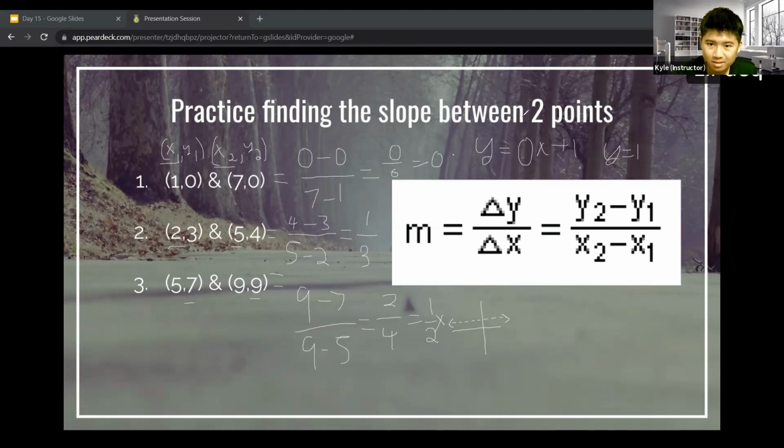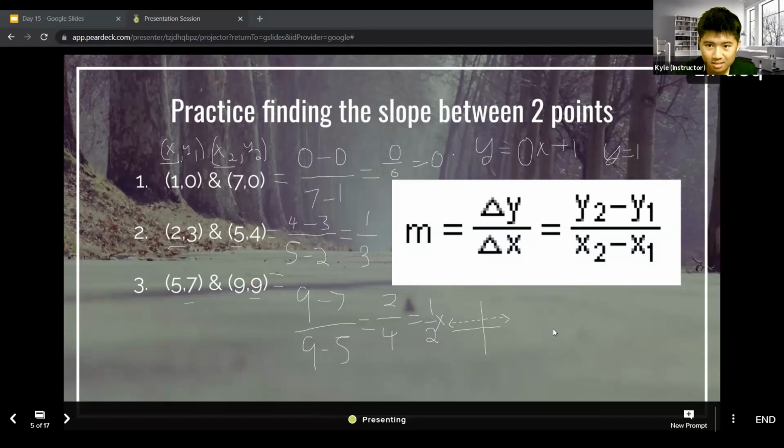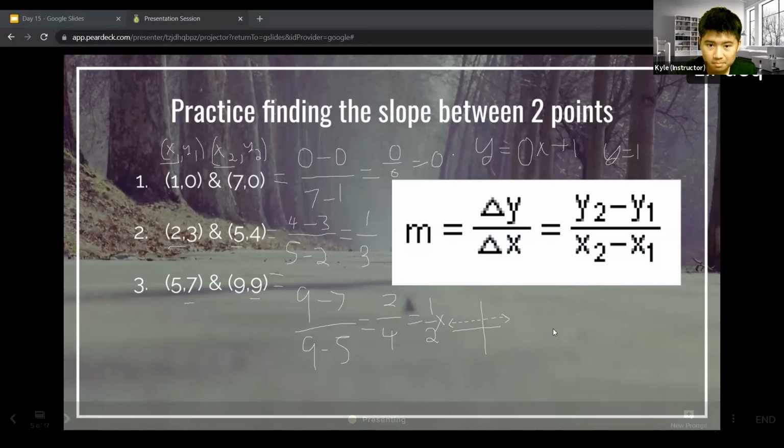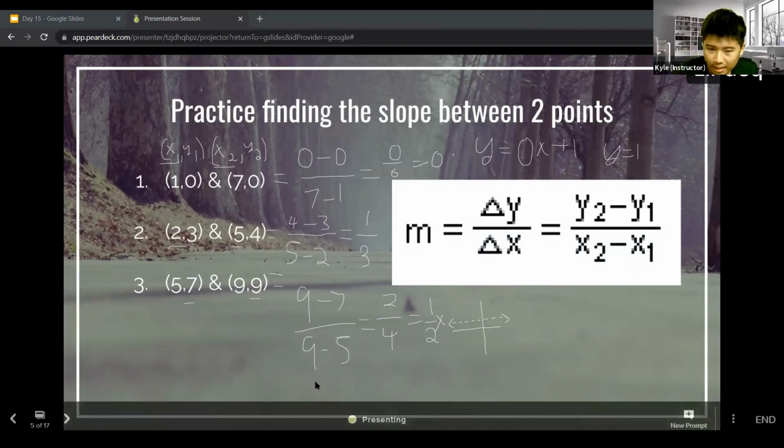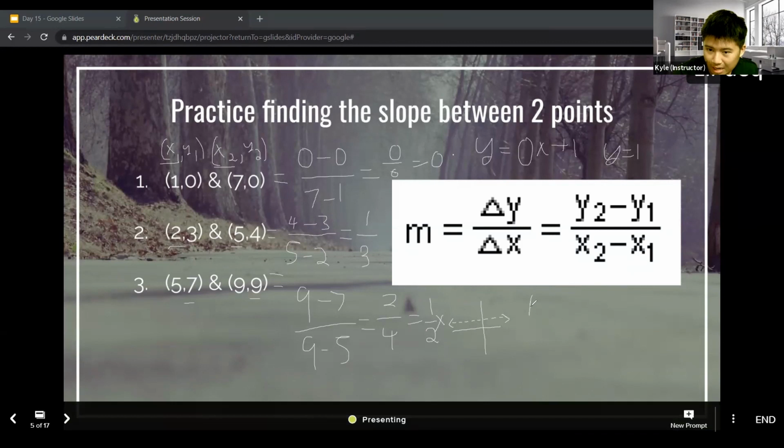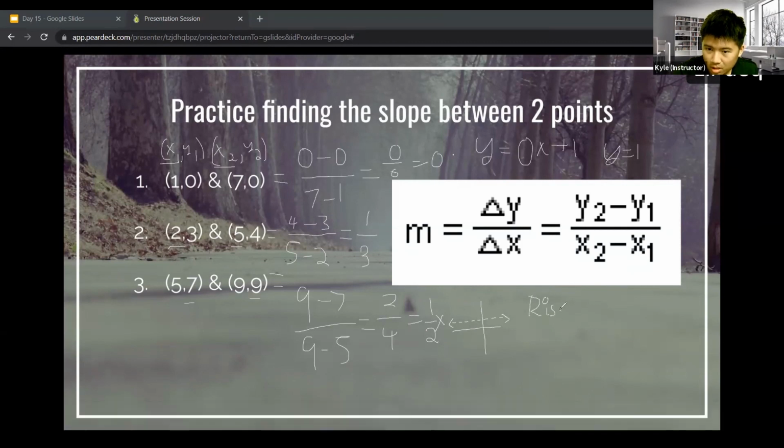Okay. So does it make sense? Okay, it shouldn't be too hard. Just make sure that you always start with the second point and start with the y on top. Remember, in my math class, what we say is that we have a rise over run. And this will be very common in any class that you take. Rise over run just means slope.